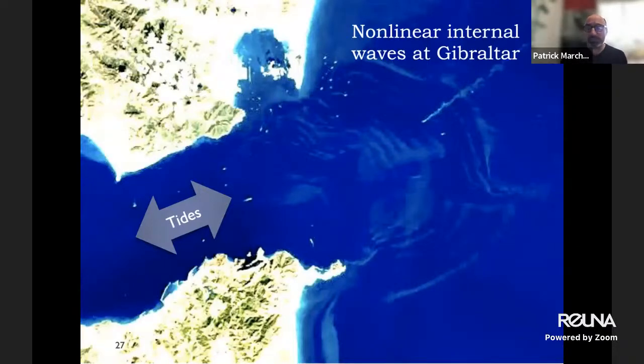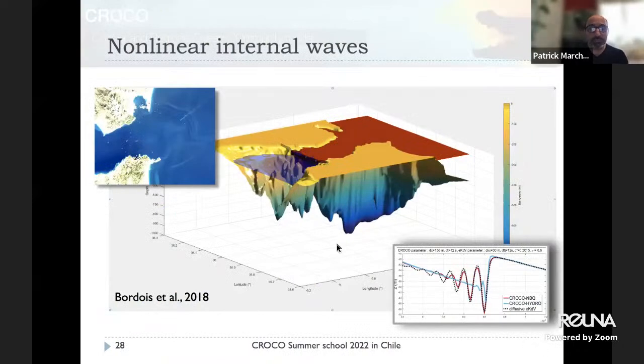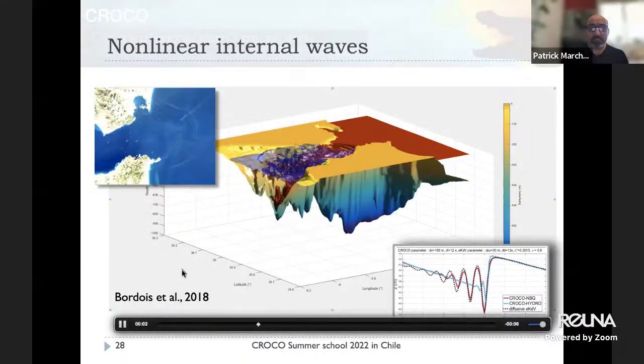And then I will present another case which I work on at the moment. It's the case of surface waves. So first, nonlinear waves. This is a simulation that was done by Lucie Bordois a few years ago already, and that shows the propagation of very large solitons generated right at the Strait of Gibraltar and entering the Mediterranean Sea.